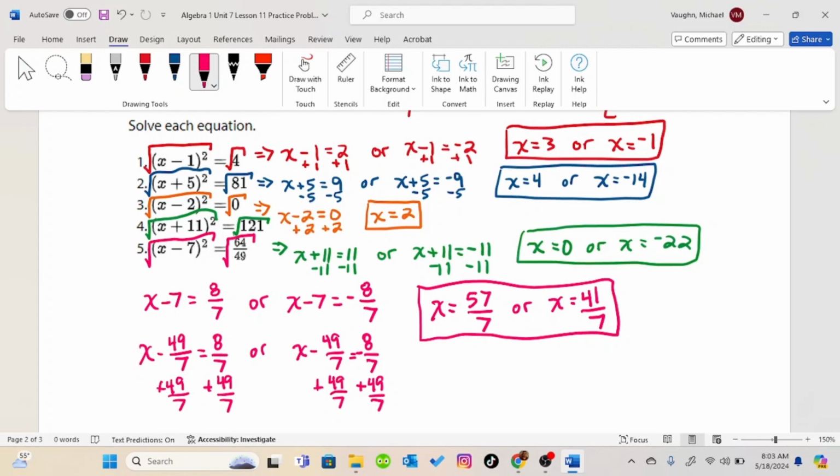I want you to keep in mind that if we take the square root of a positive number, we're going to have two answers and we'll have two x-intercepts. If we take the square root of 0, we're only going to have one answer, so we only have one x-intercept. That will be a crucial fact to keep in mind as we move forward throughout the rest of this class.